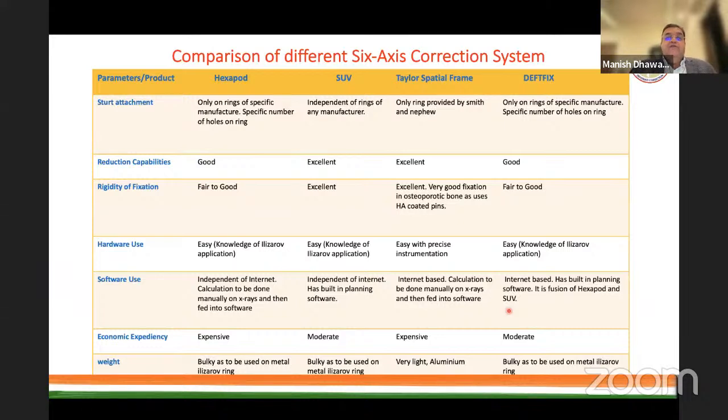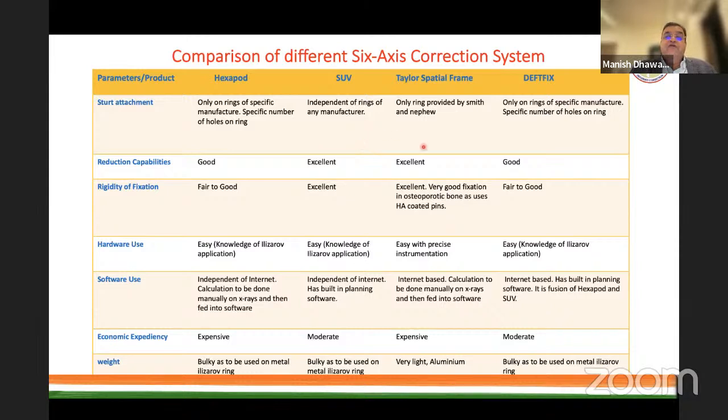And I have compared all four devices. With hexapod, the problem is that you have to use rings of a specific manufacturer, like Pitkar rings, which are the only ones that can be used with hexapod, because if you use other rings, it will not work since they have the same dimensions. The best part of SUV is that it is independent of any manufacturer. You can use SUV with any type of ring or any combination, because of the software, you do not have to put in the dimensions of the rings or the frame.